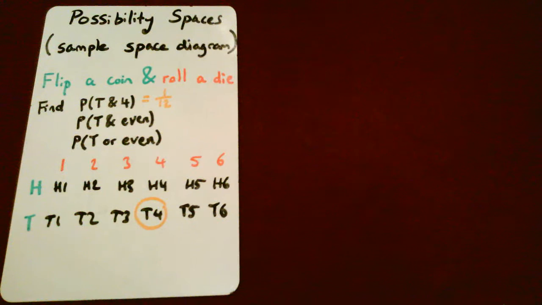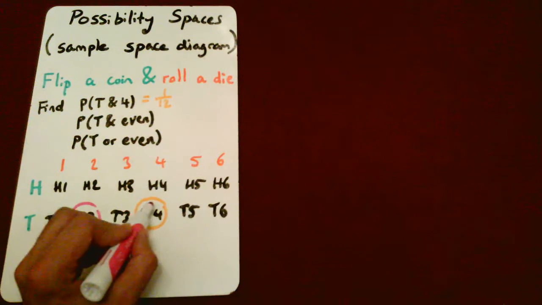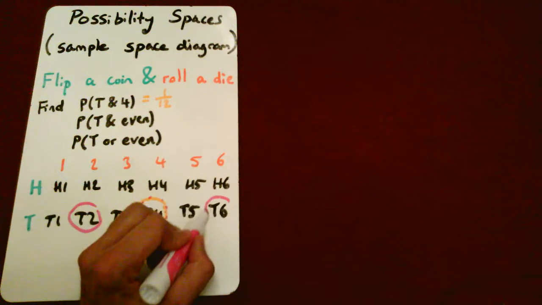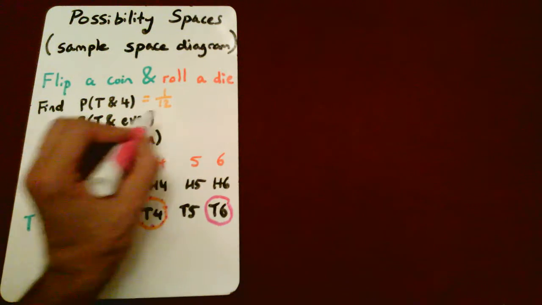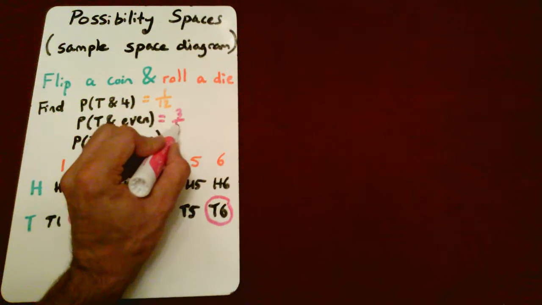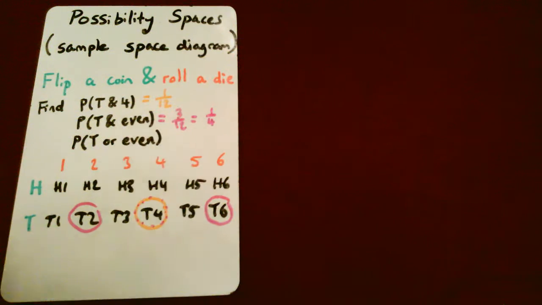Now, if I said I want the probability of getting tails and an even number, well, we need to circle anything that is both tails and even. So T2, T4, and T6. Well, that is tails and an even number, which is 3 possibilities out of 12. Or if you want to simplify that, 1 out of 4.